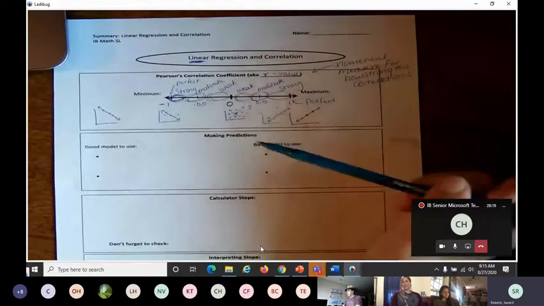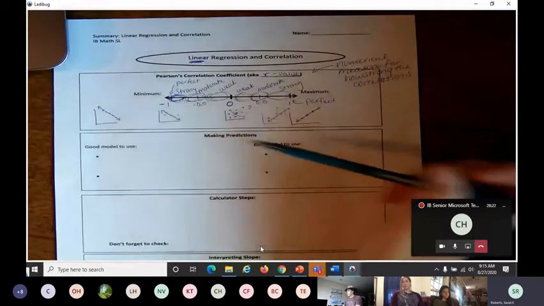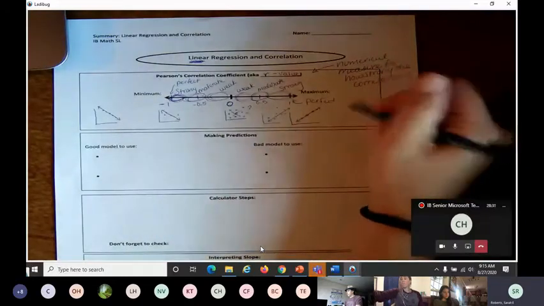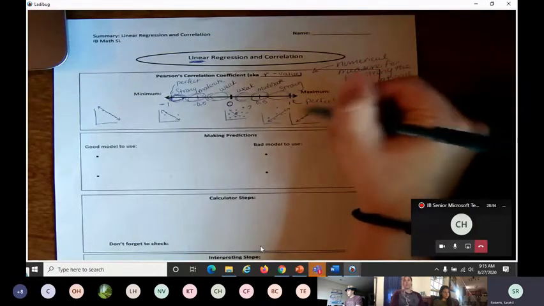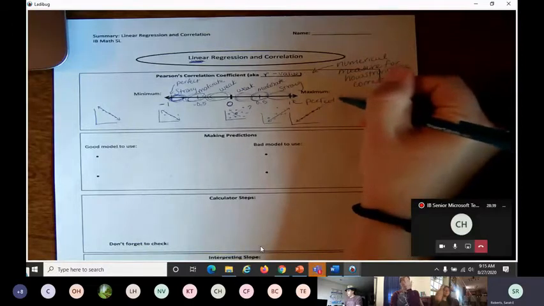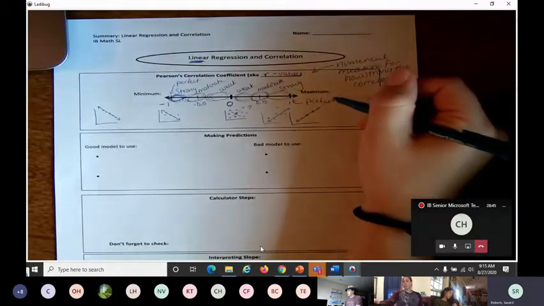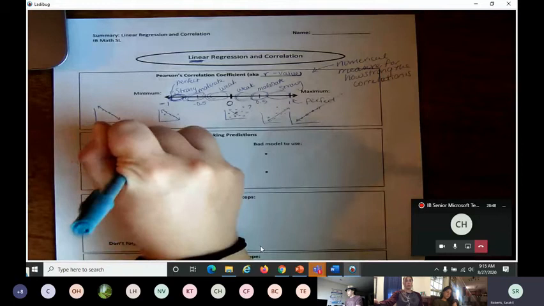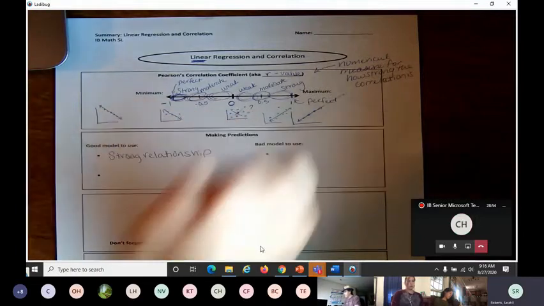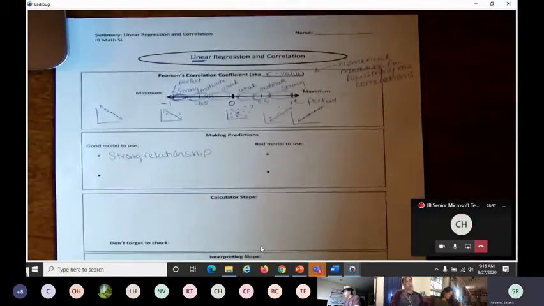So when we have these linear correlations, we could do something called extrapolating, where we go beyond the given data set, and maybe this line goes up here, and we guess what a data point might be farther along. And a good model to use for that is one that has a strong relationship. So that R value is going to be really close to positive or negative 1.